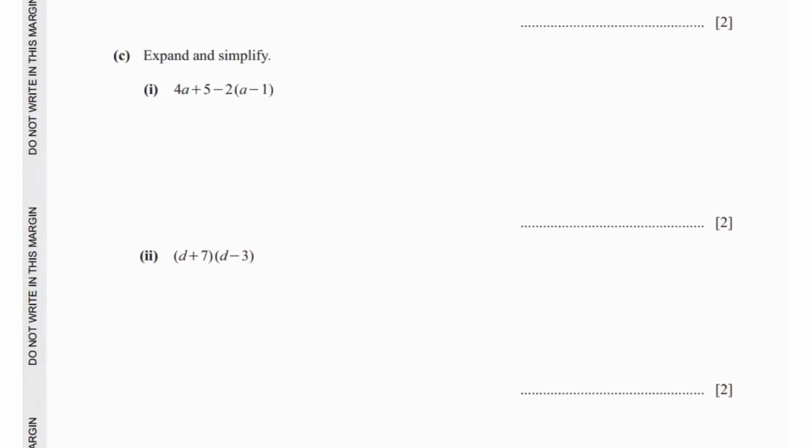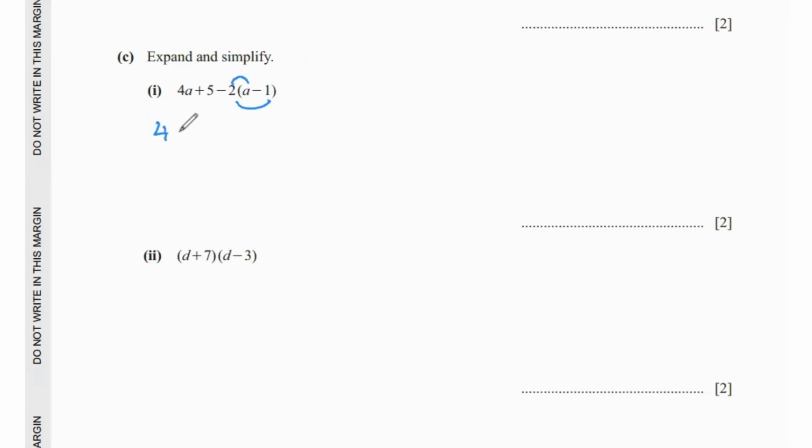Then it says expand and simplify. So for this, we're going to expand the bracket first. Multiply -2 with a and -1. 4a plus 5 minus 2a plus 2. 4a minus 2a is 2a. 5 plus 2 is 7. So 2a plus 7.